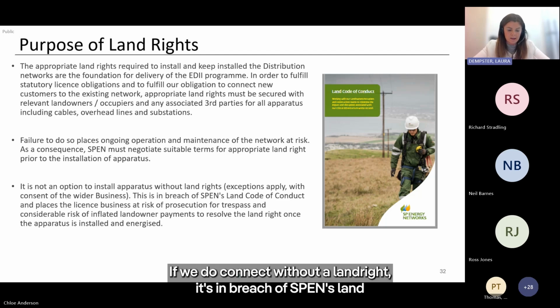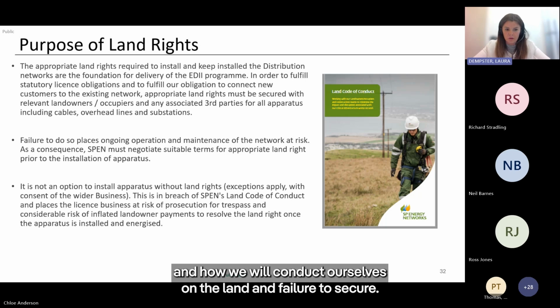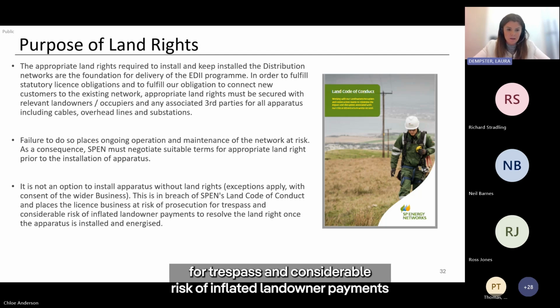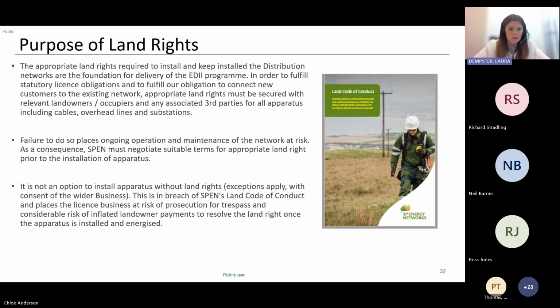If we do connect without a land right, it's in breach of SPEN's Land Code of Conduct, which is basically SPEN's promise to our landowners and how we'll conduct ourselves on the land. Failure to secure a land right also places the licence business at risk of prosecution for trespass and considerable risk of inflated landowner payments to resolve the land right once the apparatus is installed and energised.